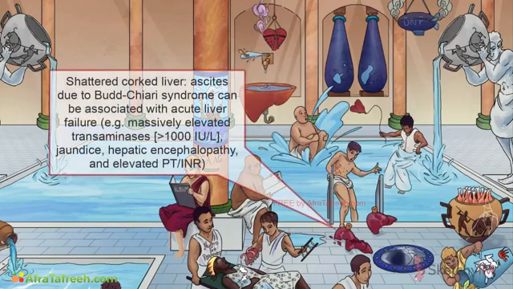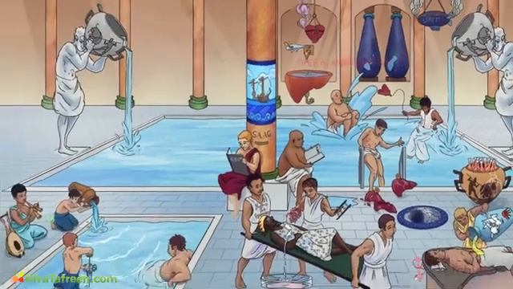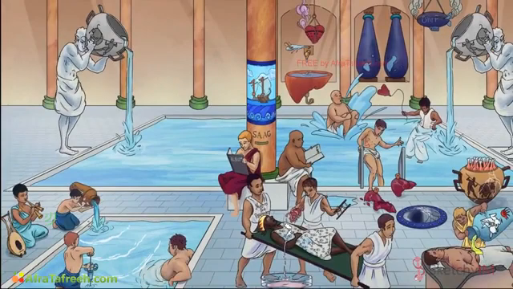Budd-Chiari can also present with acute liver failure, which is characterized by massively elevated transaminases, jaundice, hepatic encephalopathy, and an elevated PT-INR. We'll symbolize liver failure with this crack in the liver. For more on the clinical manifestations of acute liver failure, check out our liver failure sketch. Well, that's it for the major portal hypertensive causes of ascites. Let's move on now to the differential for non-portal hypertensive ascites.